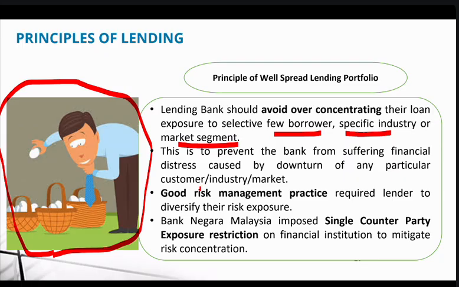This is where they talk about good risk management practice. They must diversify the risk exposure, whether it's borrowers, industry, or market segments. And Eva, one more question. We learned yesterday, I mentioned this topic. For borrowers, how does Bank Negara monitor concentration risk? We learned this yesterday.